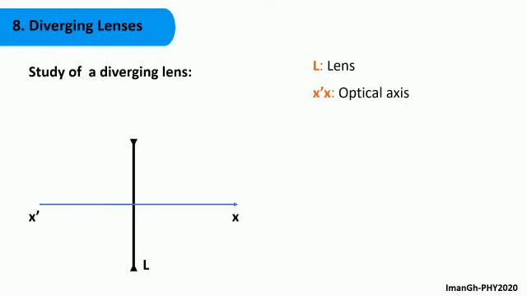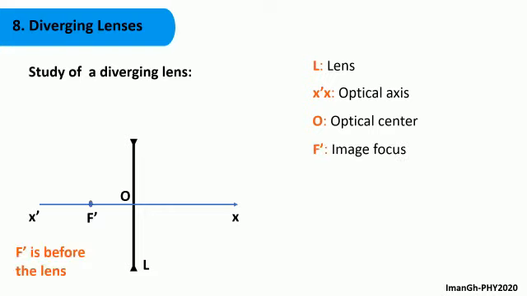Similarly to a ray diagram of a converging lens, first we draw the symbol of the lens L, then the optical axis X'X, and the optical center O. However, the image focus F' of the diverging lens is located before the lens, and the object focus F is after the lens. Don't forget that OF is equal to OF'.